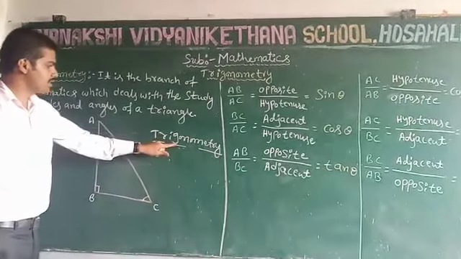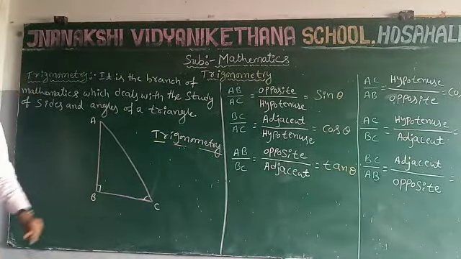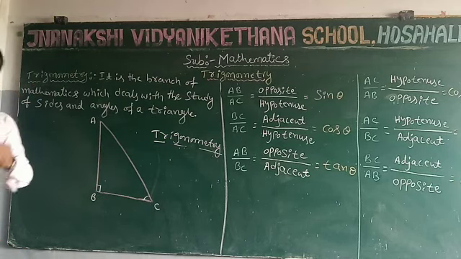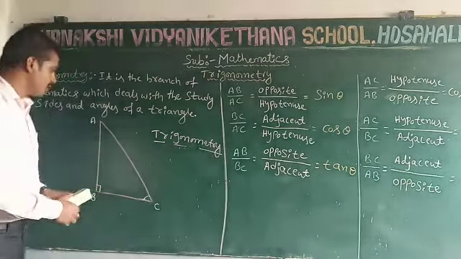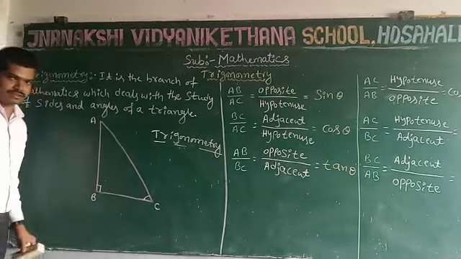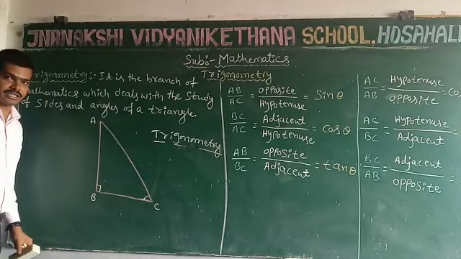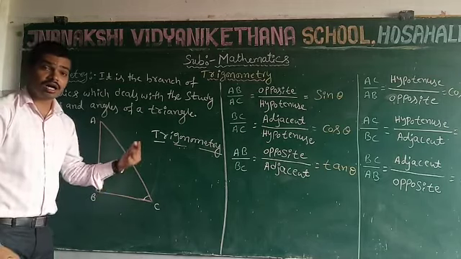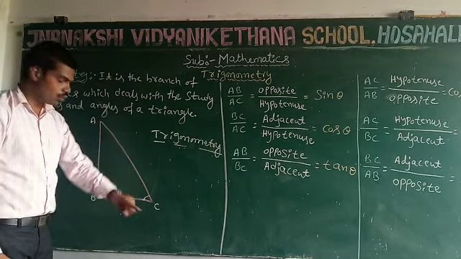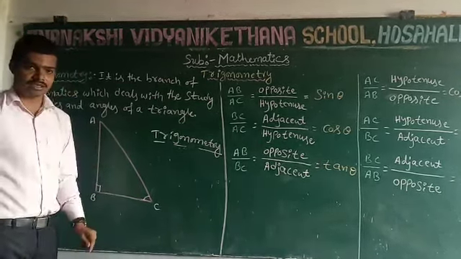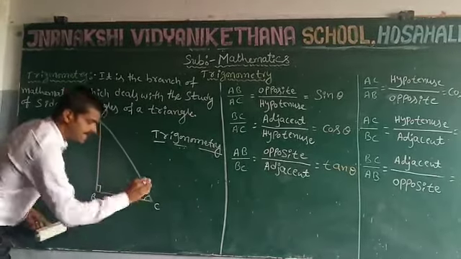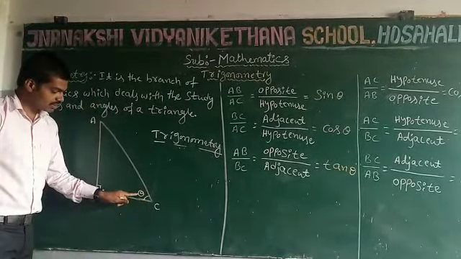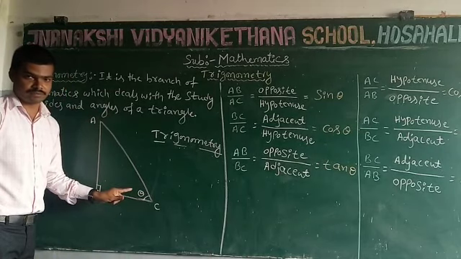So, trigonometry is applied only for the right angle triangle. We have to apply trigonometry only for the right angle triangle. Consider a right angle triangle ABC. Angle B is equal to 90 degrees. Then, what about the other two angles? The other two angles are acute angles. Each acute angle can be denoted by theta. This is the new symbol theta. This is a Greek letter.